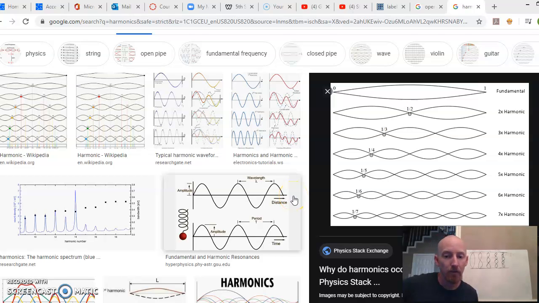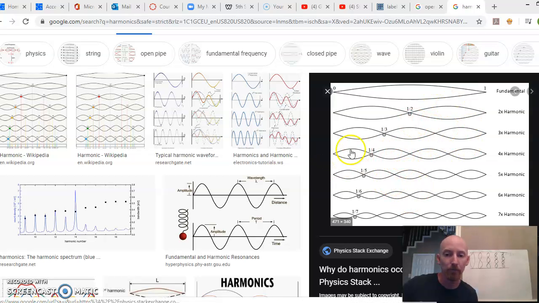Hey guys, we're going to talk about harmonics today. I just pulled this up. I googled harmonics, and this is what came up. You get all these cool little patterns. So harmonics is all about trapping waves between boundaries. You get these cool patterns that are set up inside of those boundaries, whatever they may be.